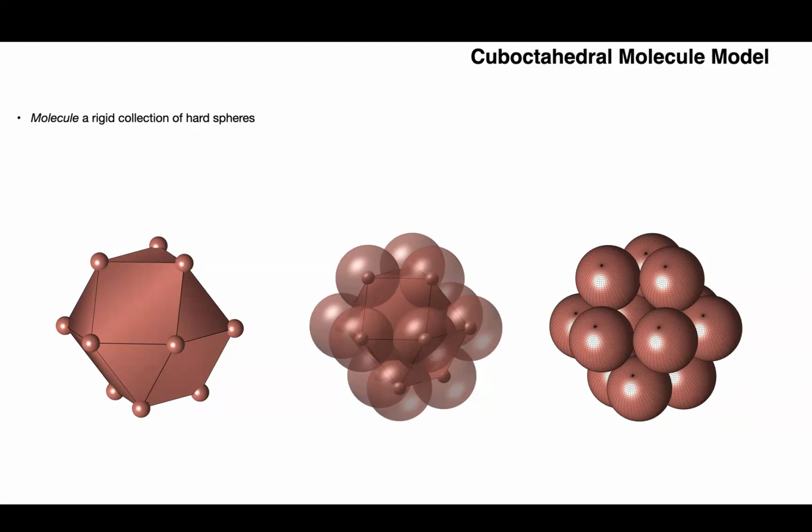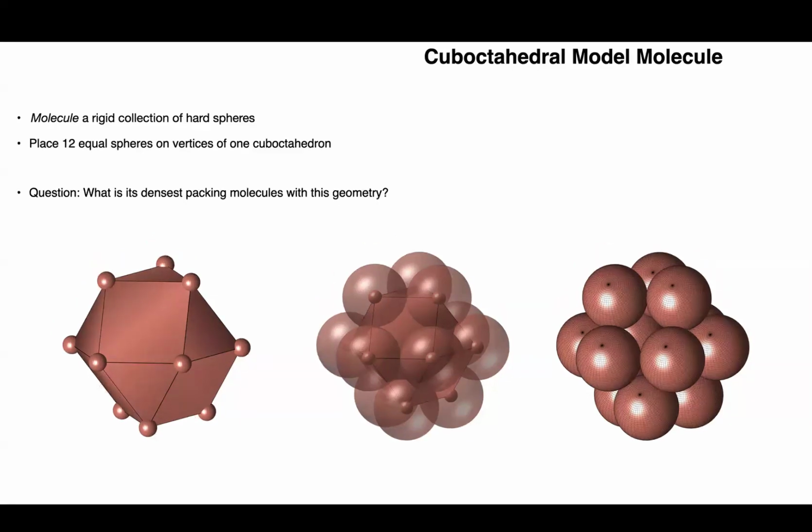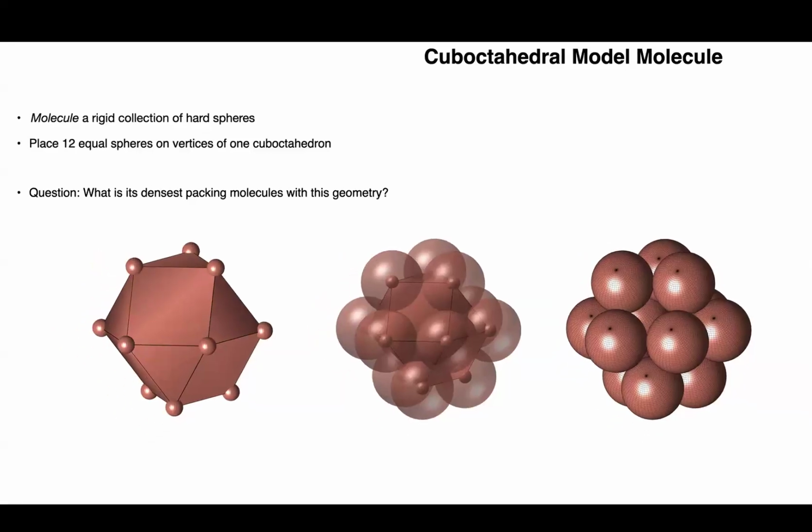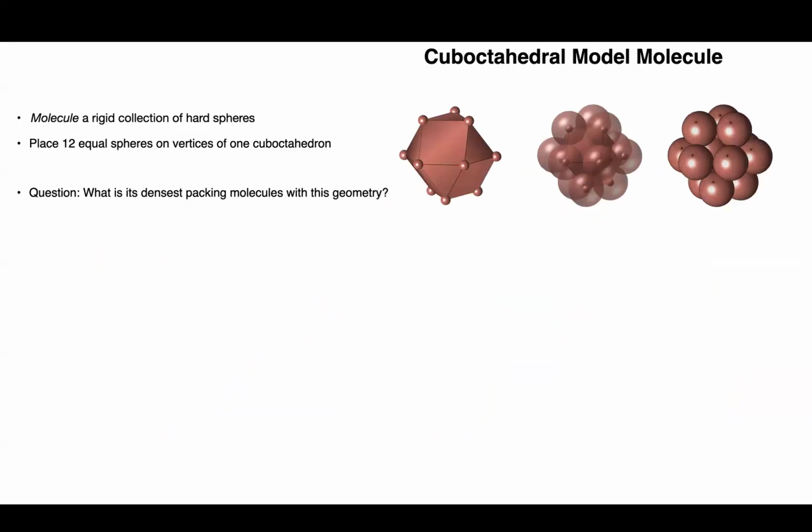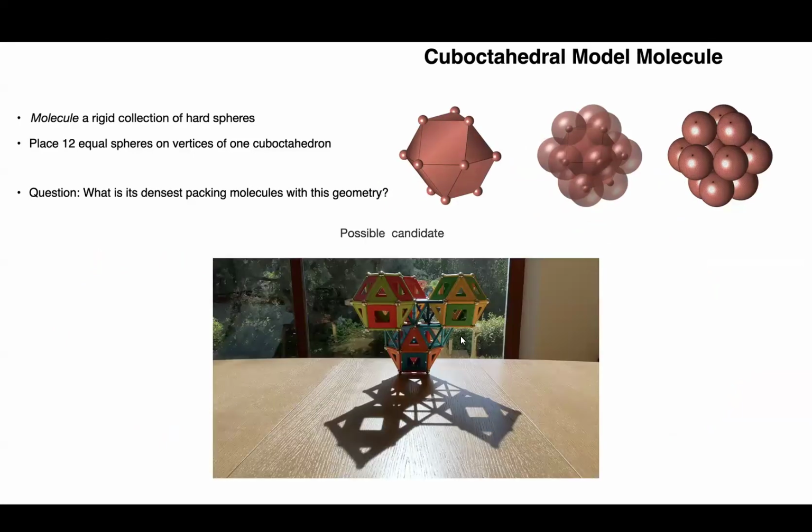We have a collection of equal spheres on a regular cuboctahedron. Then we ask, what is the densest packing of such a collection of spheres? So I tried to guess.